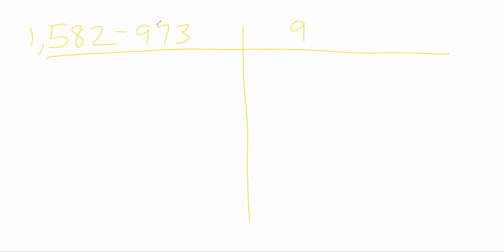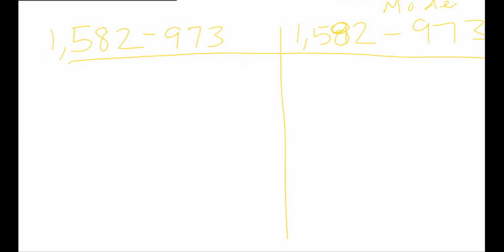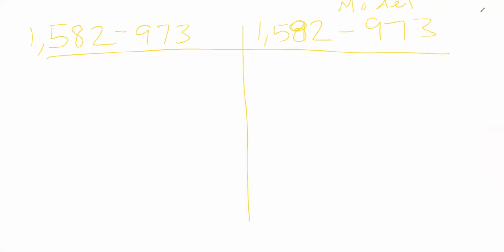1,582 minus 973. All right, so this will be my model over here. Again, we'll go along with it. And here we'll use our algorithm. All right, so set things up and line up your place values correctly. Notice again, here's a thousands place, but there's no thousands place here. I'm putting my hundreds with my hundreds, my tens with my tens, and my ones with my ones. Always line up your place values, otherwise you're going to run into some troubles.